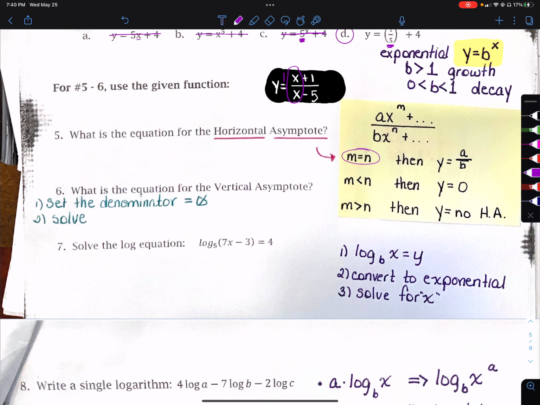Well, that's just 1. What number is in front of the coefficient in the denominator? That's also 1. So our horizontal asymptote is where y equals 1. Okay? All right, so what is the vertical asymptote?